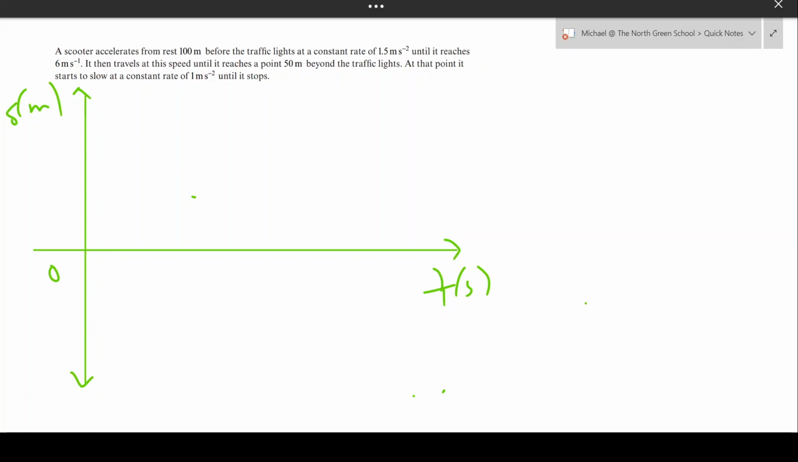So let's look at how we can draw this. This time we're not starting at 0, we're actually starting 100 meters before something. So we're actually going to be at negative 100. We're 100 meters behind an object. That's where we're starting out.